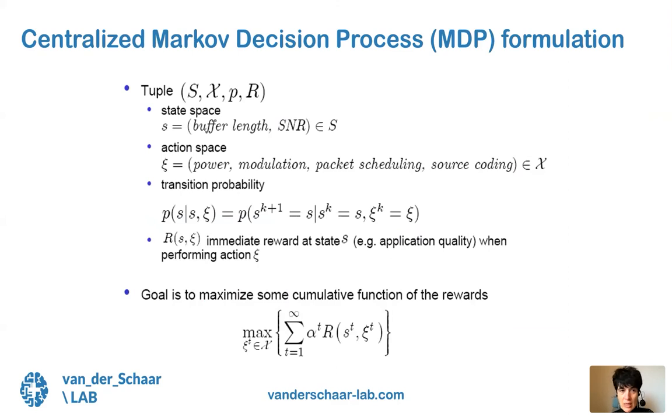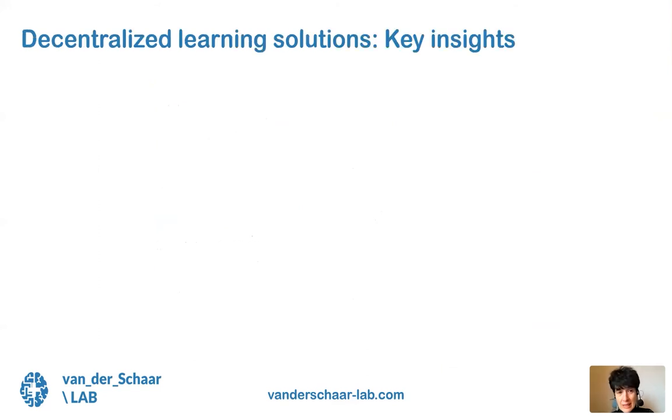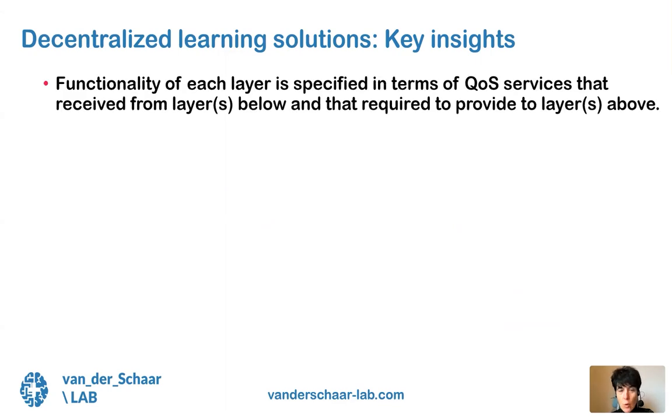So let me start by reminding you that we started with a centralized Markov decision process where all the different states and all the different actions were entangled together. And we try to determine the optimal policy to maximize some type of long-term reward. And what we have as our operator is a centralized dynamic programming operator. And we are trying to solve that using reinforcement learning. If we are to decentralize this dynamic programming operator, we have several insights.